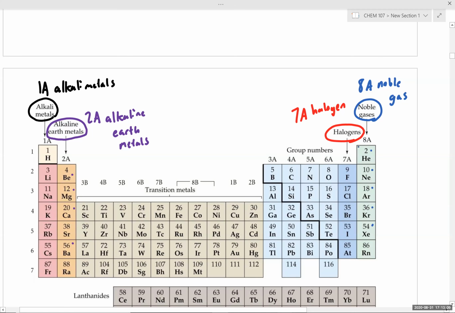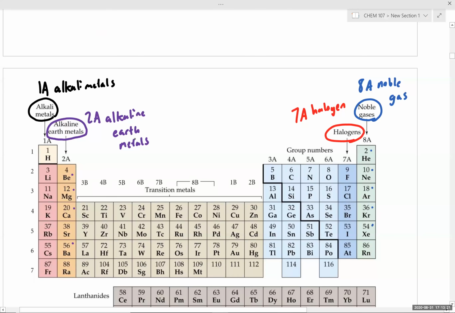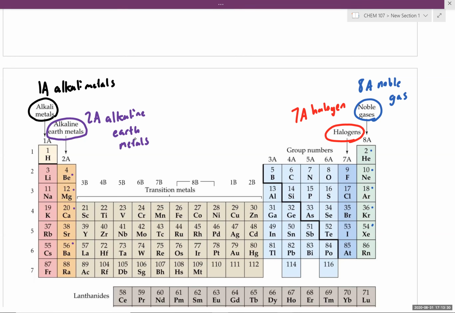You may want to be especially familiar with these noble gas symbols and names, as they show up a lot when we start to write electron configurations and noble gas or abbreviated electron configurations. So these are the major named groups of the periodic table that you're responsible for.